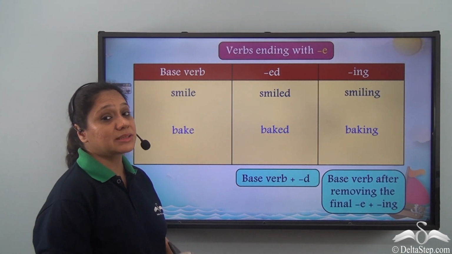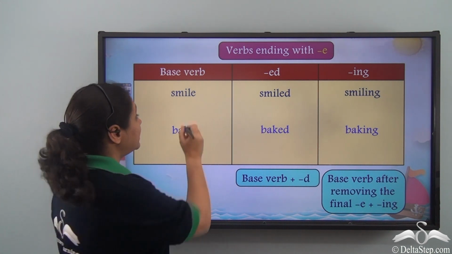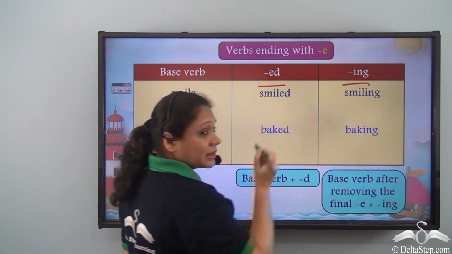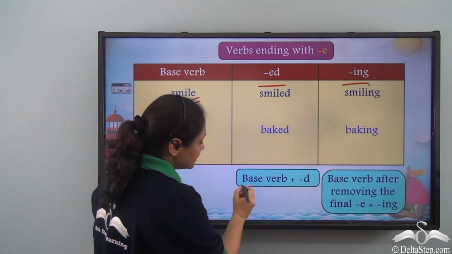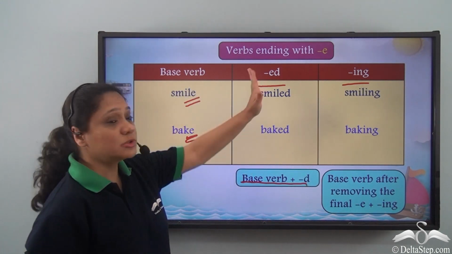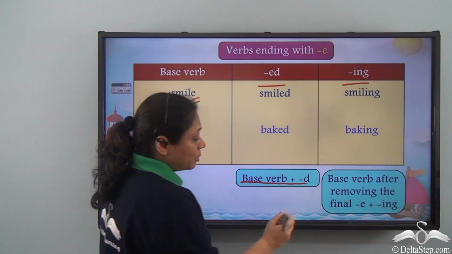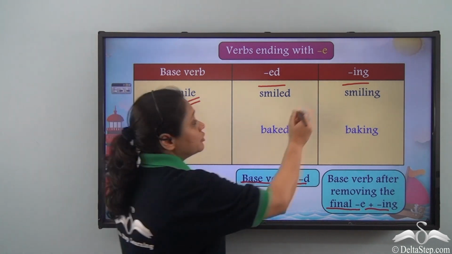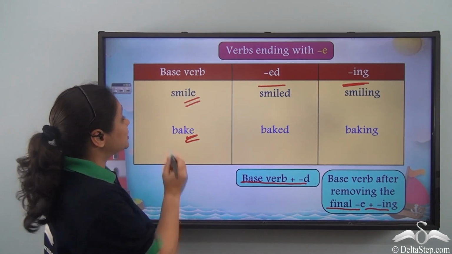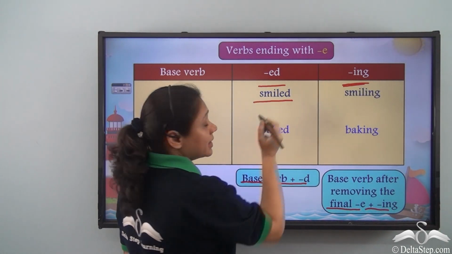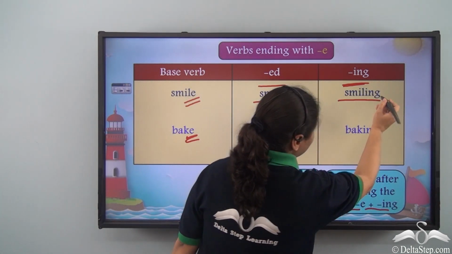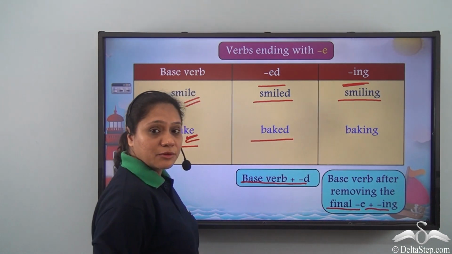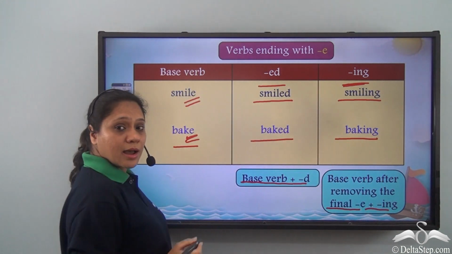Now let us look at a few examples of verbs that end with e. How do we form the ed form and the ing form in these cases? In these cases, we add d to the base verb to form the ed form, and we add ing after removing the final e of the base verb to form the ing form. So smile becomes smiled in the ed form and smiling in the ing form. Bake becomes baked in the ed form and baking in the ing form.